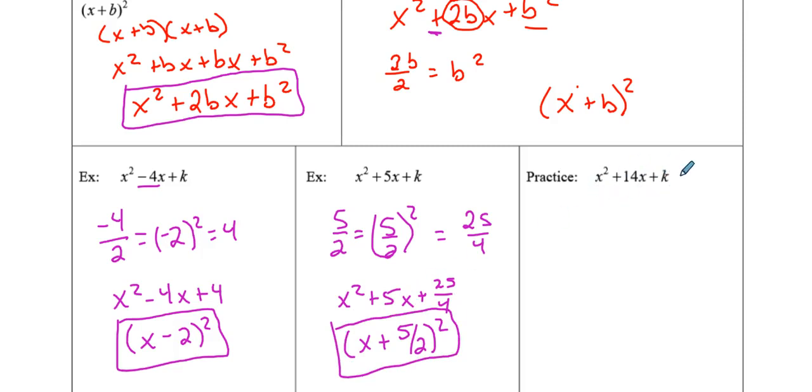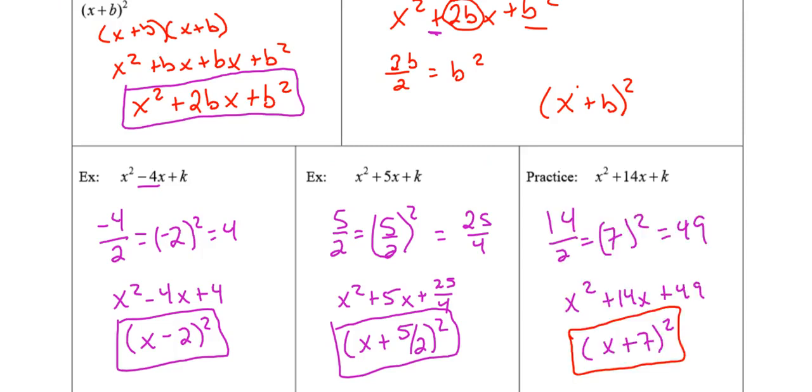So try this practice problem, see if you can figure out what k would be to make this expression a perfect square trinomial. Pause the video and try to find k. Okay, so you should have the expression x plus 7 squared. You should have found k to be 49. If that is not what you have, again, pause the video, look over my work, and see if you can figure out where the mistake was.